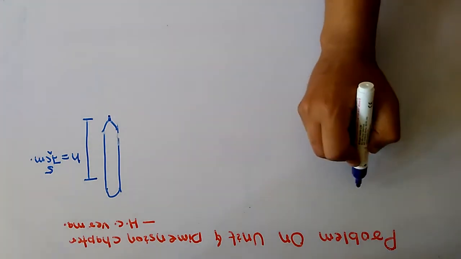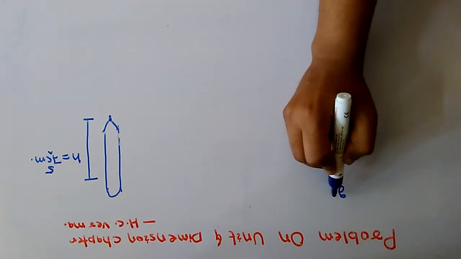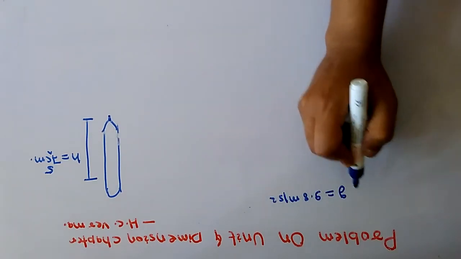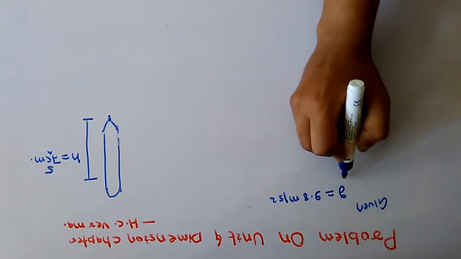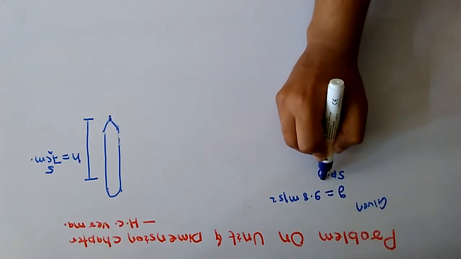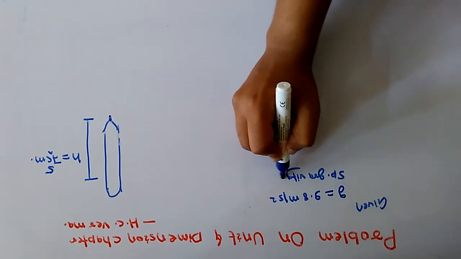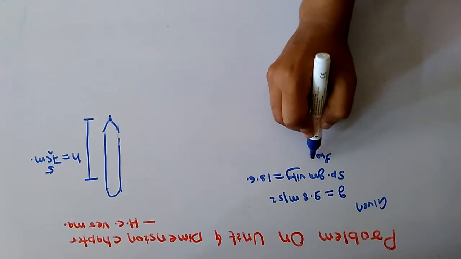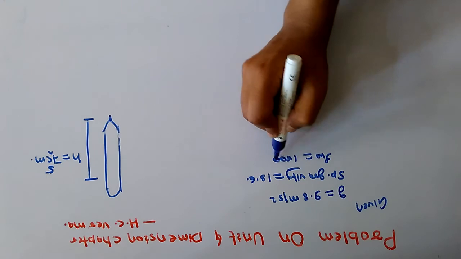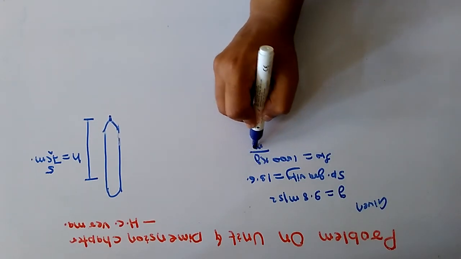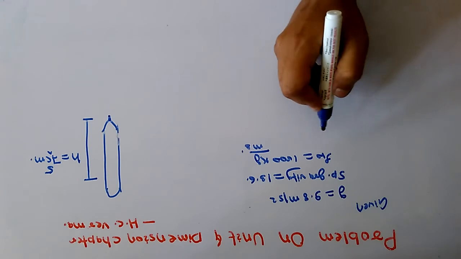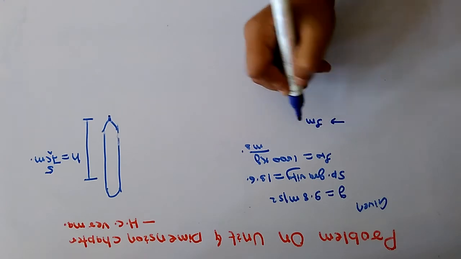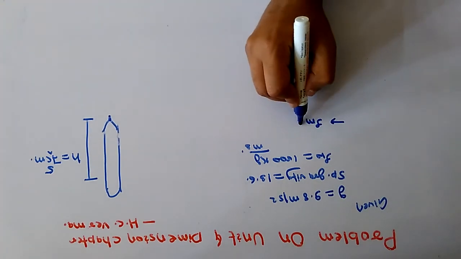The given data: acceleration due to gravity is 9.8 meter per second square, specific gravity is 13.6, and the density of water is 1000 kg per meter cube. First of all we have to calculate the density of mercury. How will we calculate it?